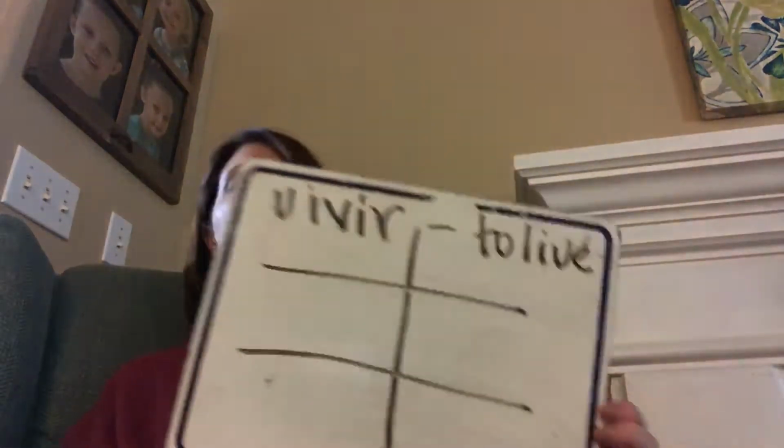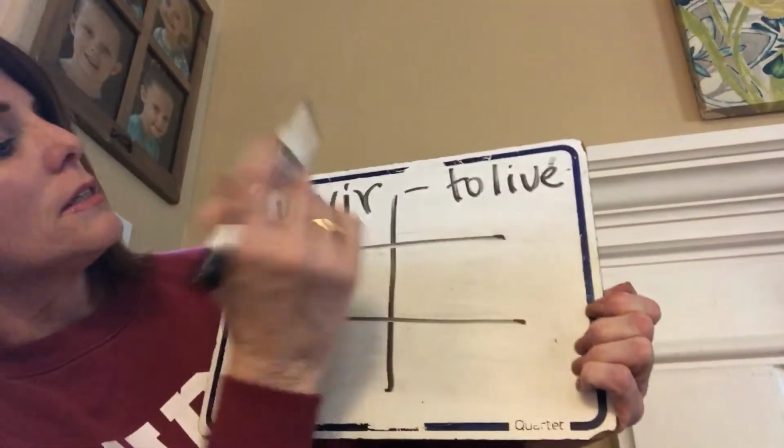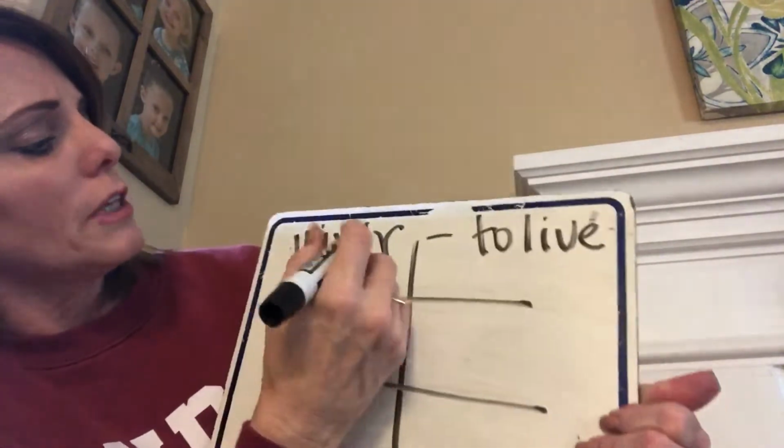Now let's do one more verb conjugation. This is the IR verbs, and I'm going to make another verb tree: 1 line down, 2 lines across, and we're going to conjugate the verb vivir, which means to live. Vivir. And you can see it ends in an IR. So let's write our endings first.